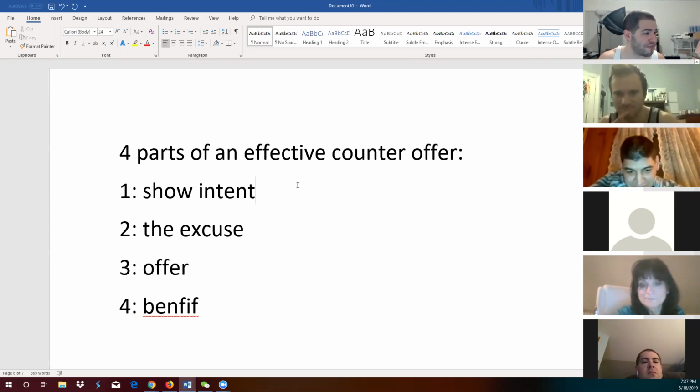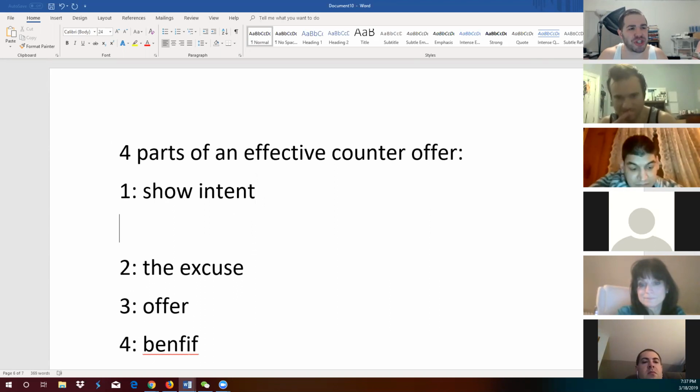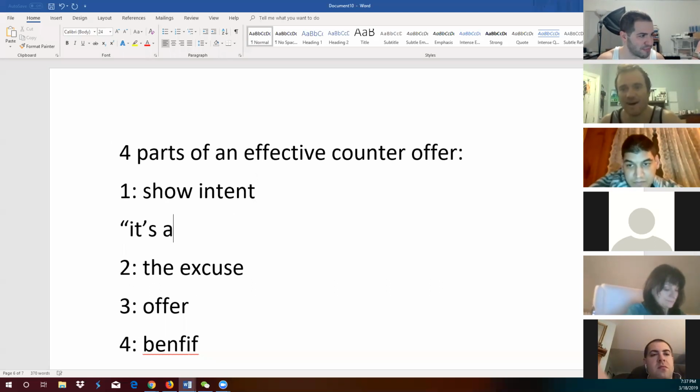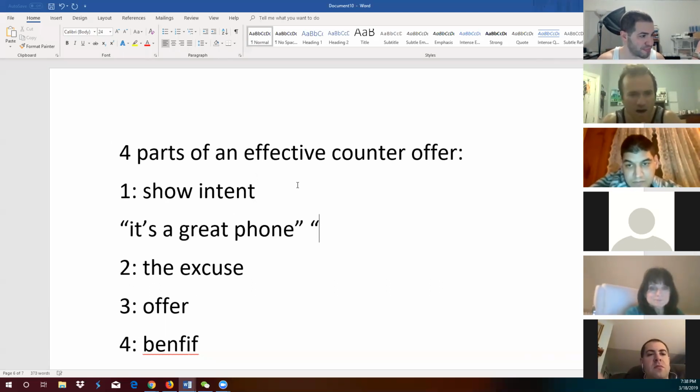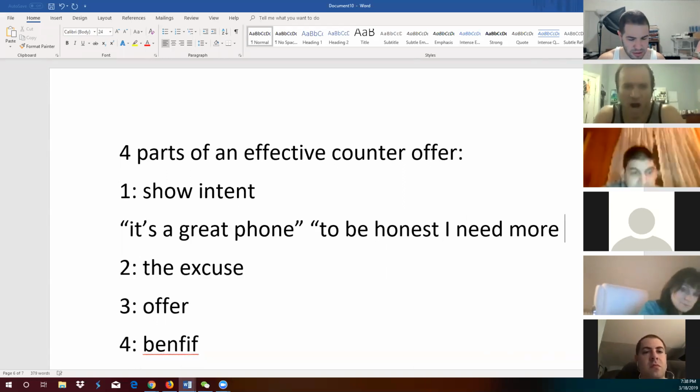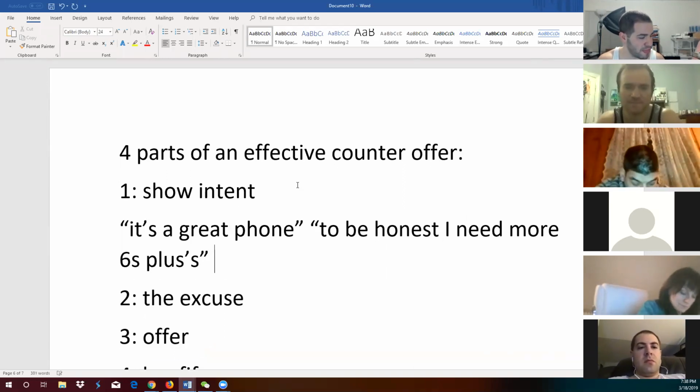So the first part of an effective counteroffer is intent. You got to show intent. You got to let them know you're interested in their phone. You want to do business with them. What are some intent lines? It's a great phone. To be honest, I need more success pluses.